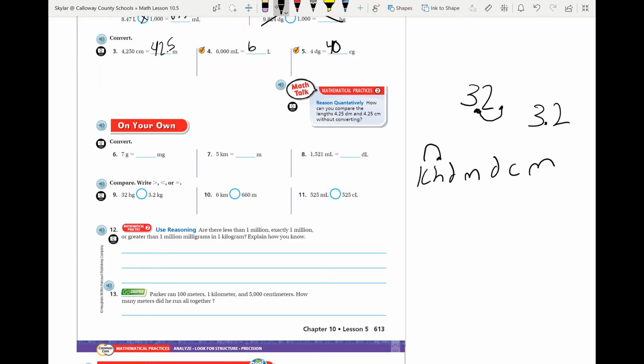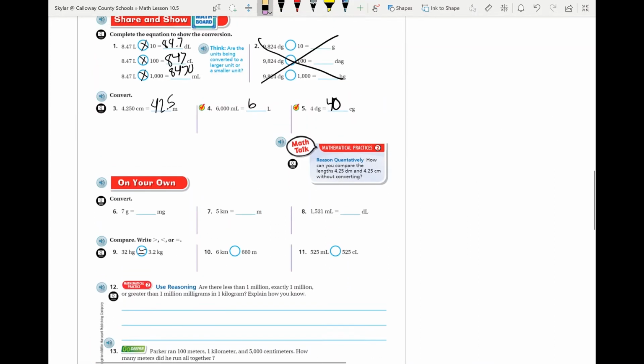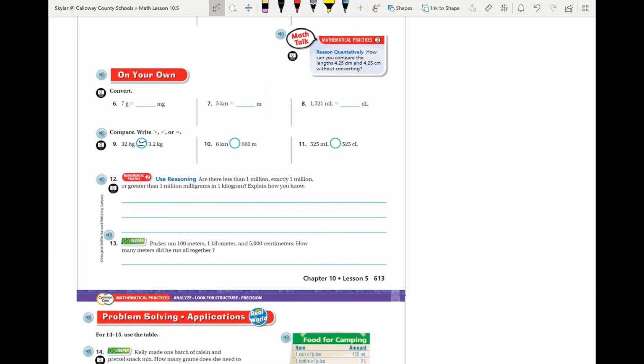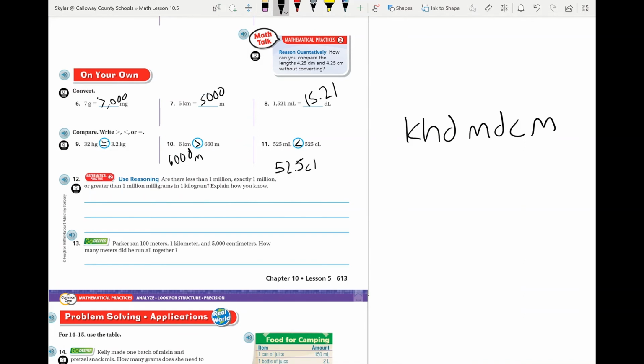3.2 is equal to 3.2. Alright, so go ahead, and what I want you to do is work out 6, 7, 8, 10, and 11 for me. Right, so hopefully this is what you got.